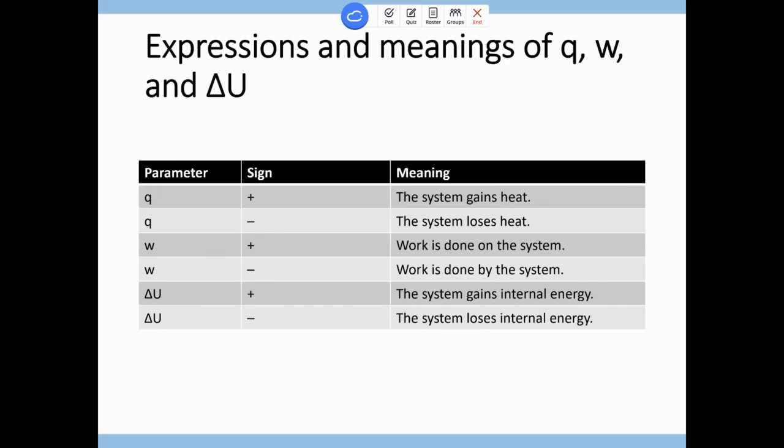For work, if work is being done by the surroundings onto the system, it's a positive sign for work. If the system is doing the work, then it is a positive sign. So, if the system overall is gaining internal energy, then we have a positive sign for delta U. If it's losing internal energy, then we have a negative sign.